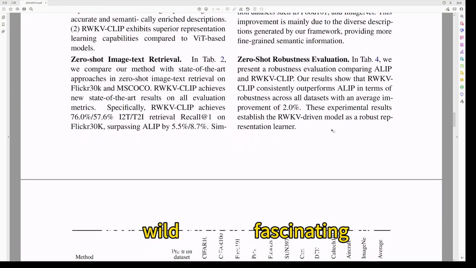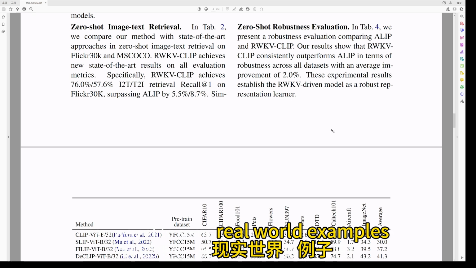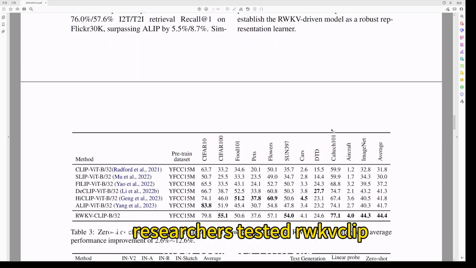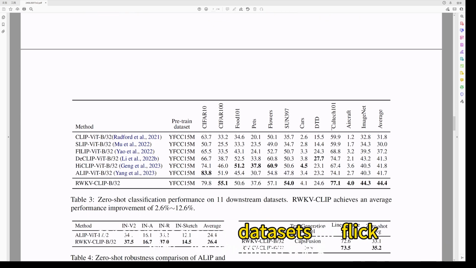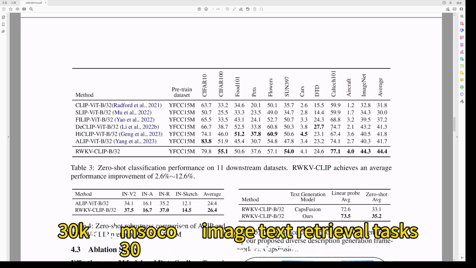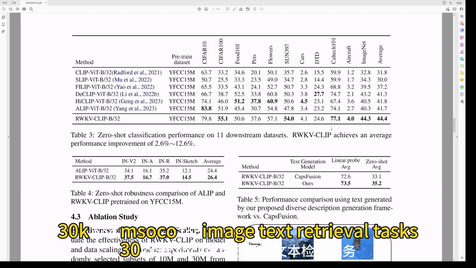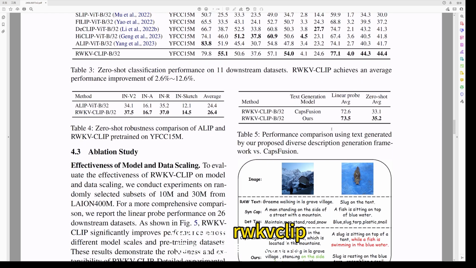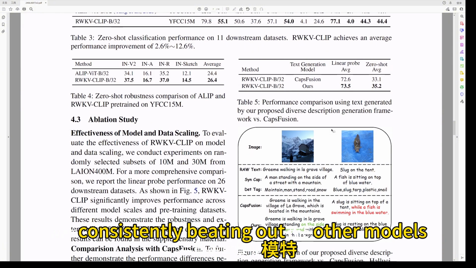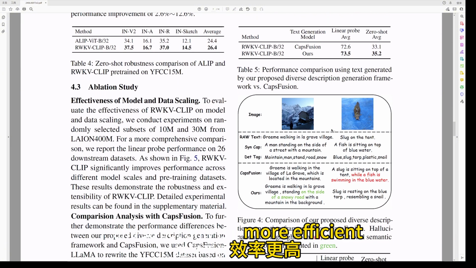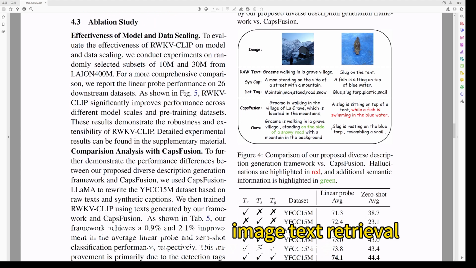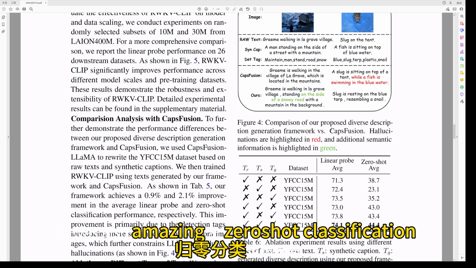This is also fascinating, but can we get to some real-world examples? Sure. So the researchers tested RWKV-CLIP on a bunch of benchmarks. For example, they used data sets like Flickr30K and MSCOCO for image text retrieval tasks. Those are like thousands of images and captions, right? Yeah, and RWKV-CLIP was consistently beating out the other models. And so not only is it more efficient, but it's also more accurate. Exactly. And it's not just image text retrieval, it was also amazing at zero-shot classification.